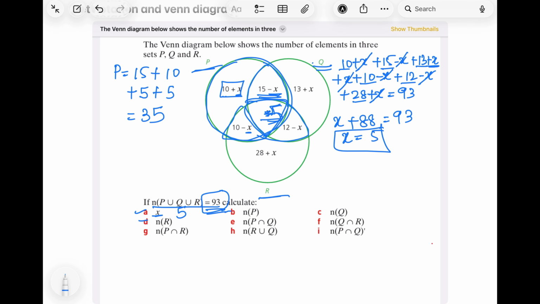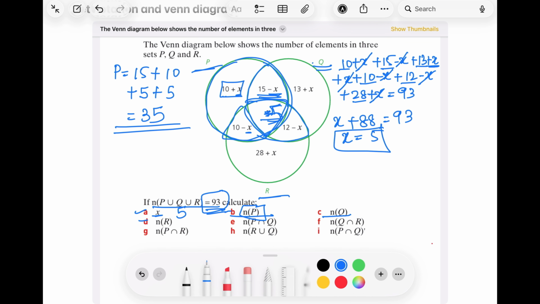35. So the value of P, that is the number of elements in P, is 35. Okay, so this P is done. Now we will find out the number of elements of Q. The next they are asking us is Q. Okay, so let's find out the number of elements of Q now.